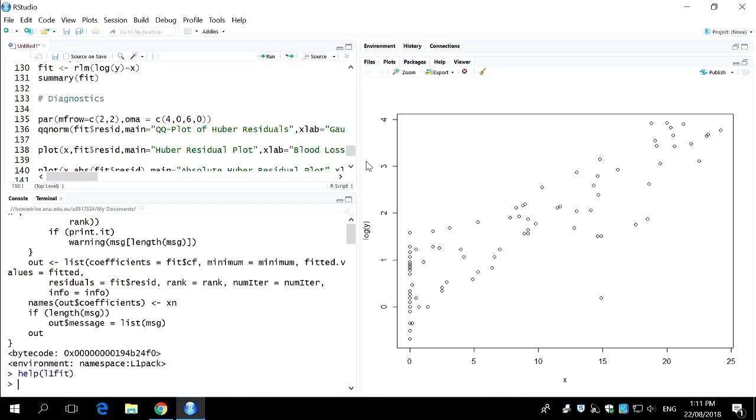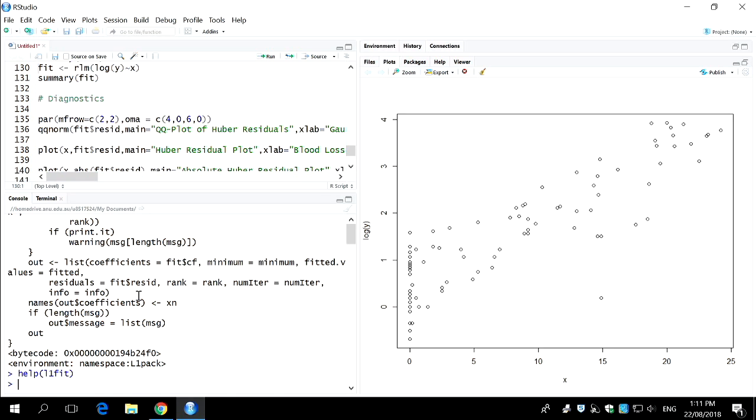Okay? So, with that in mind, I'm going to show you how to do all three for the data set that we have, and we'll show you the differences and how that all works. So we've got X and log Y. First of all, I'm going to show you L1. This is the absolute value fit.